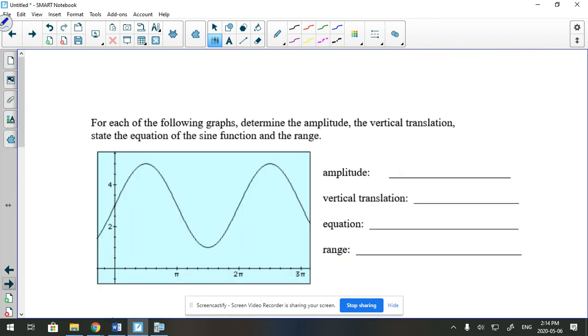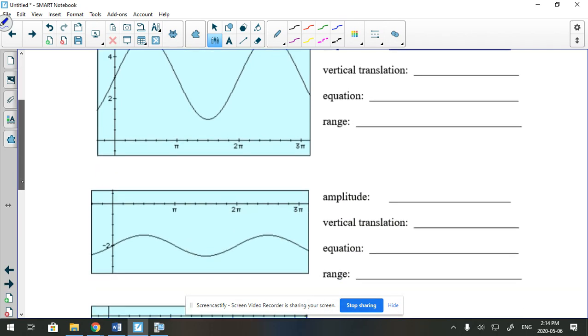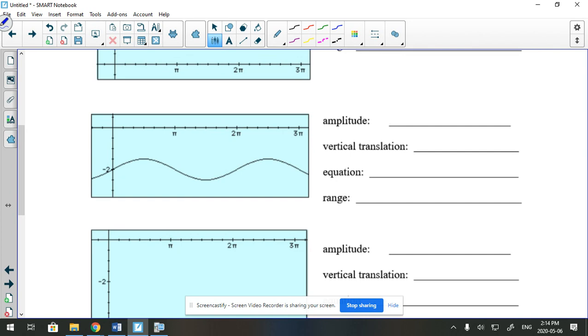Now we're doing it the opposite. I'm going to give you the graph and we're going to try and figure out what the equation of the graph is. So I'm going to skip down to this middle one here. First thing I like to do is draw where the midline is. It helps with all my information. I can see it goes up to this point here and down to this point here. Right in between is going to be my midline.